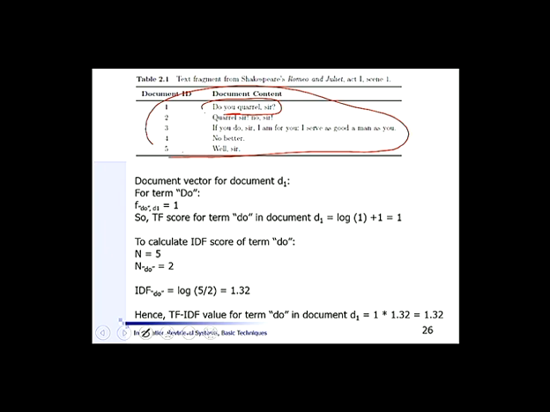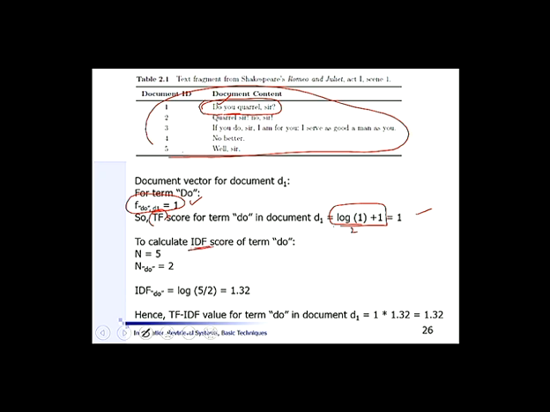So first, for do, how can we calculate its value? The first thing is to calculate TF, and the second is to calculate IDF. For TF, the frequency of do in document 1 is only 1. It appears only one time in this document, so the frequency is 1. How to calculate the TF score? Log of 1 plus 1, which is 1. Very simple. Again, this log base is 2. Although even for base 10 you would get the same value, it is base 2 here.